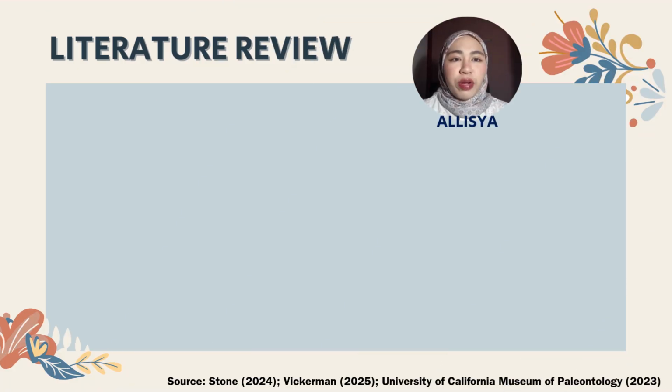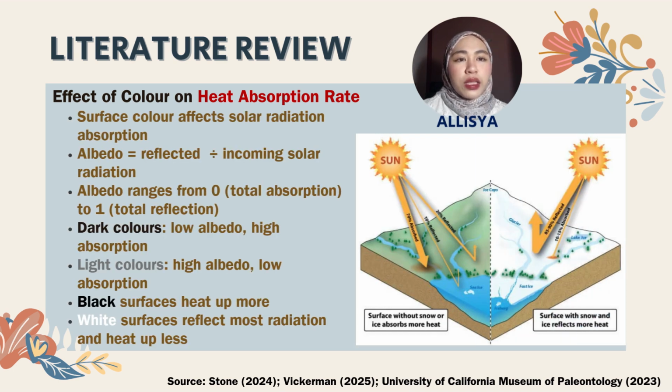For the literature review, we found that the effect of color on heat absorption rate shows that surface color plays an important role in determining how much solar energy a material can absorb. This is described by albedo, which measures a surface's reflectivity, ranging from 0 for total absorption to 1 for total reflection. Dark-colored materials like black have low albedo, absorb more solar radiation and heat up faster. As a result, these surfaces experience a higher temperature increase. In contrast, light-colored surfaces like white have high albedo, reflect more sunlight and remain cooler, leading to much smaller temperature rises. Experimental studies confirm that black surfaces reach the highest temperatures, whereas white surfaces stay the coolest under the same conditions.